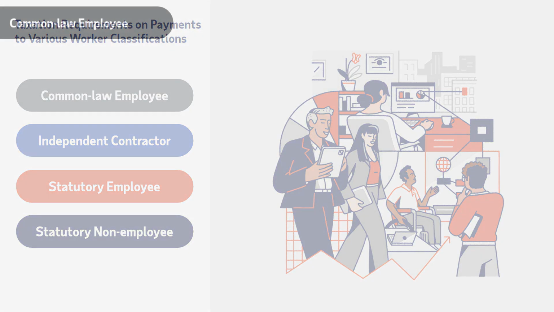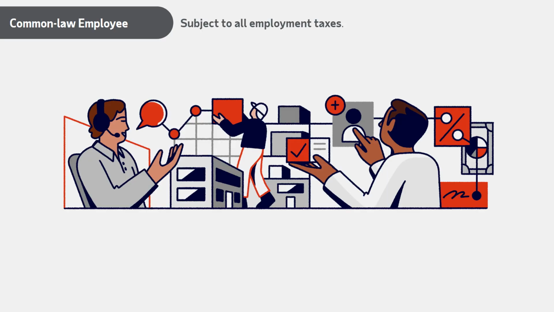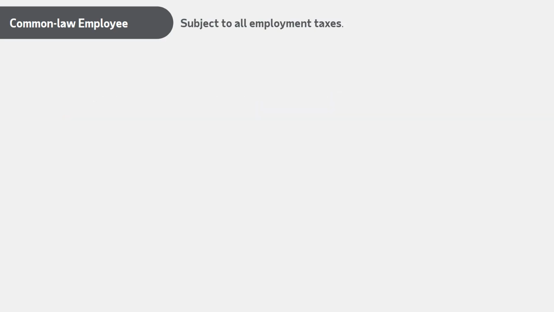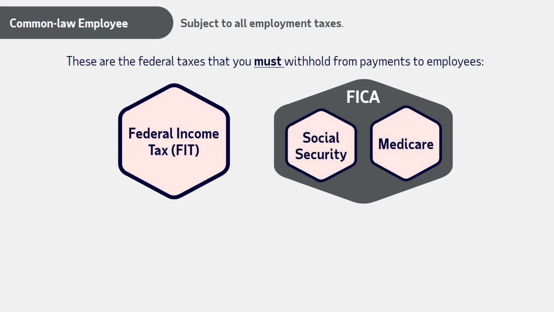Common law employee. An employee is the most common type of worker and is generally subject to all employment taxes. The exception would be if an employee is exempt from a tax for various individual reasons. These are the federal taxes that you must withhold from payments to employees: federal income tax, also known as FIT, and FICA, which is Social Security and Medicare.